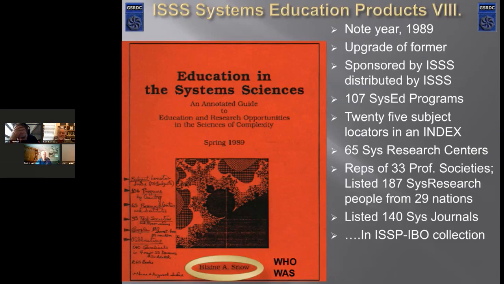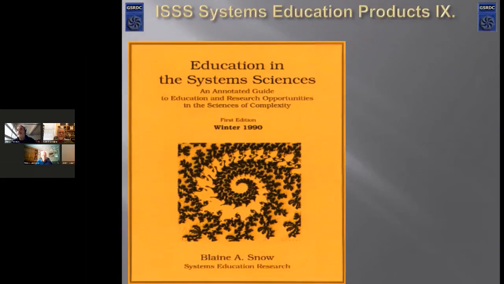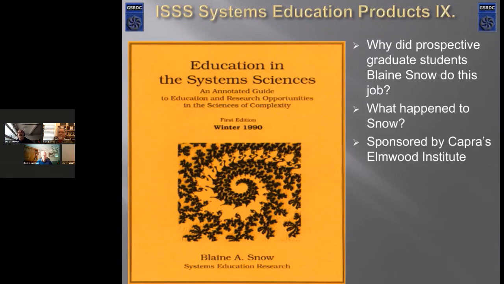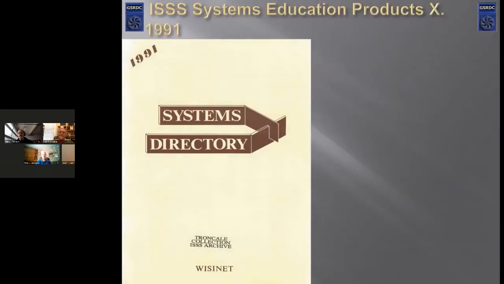Who was Blaine Snow? Well, Blaine Snow was a graduate student who was interested in studying systems. When he couldn't find a catalog on systems studies, he just made his own. It's called Education in System Sciences, Annotated Guide to Opportunities. But it's old and dated, so it was advanced further by Blaine Snow, sponsored by Fritjof Capra's Elmwood Institute. It was also used in the ISSS, and I have it in my collection here too.